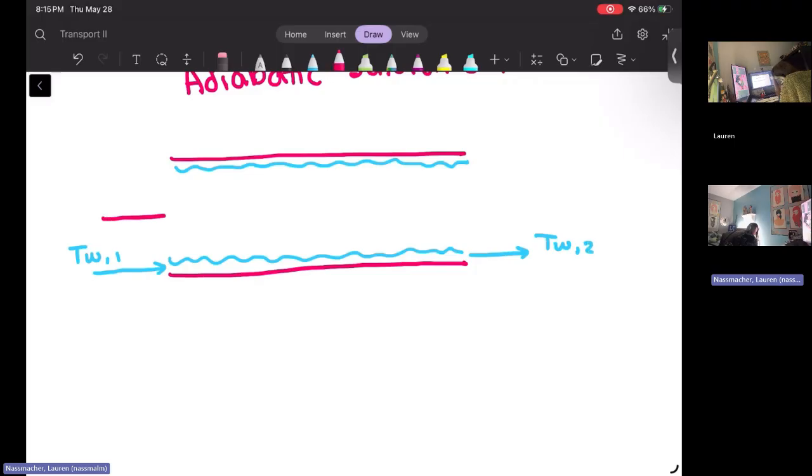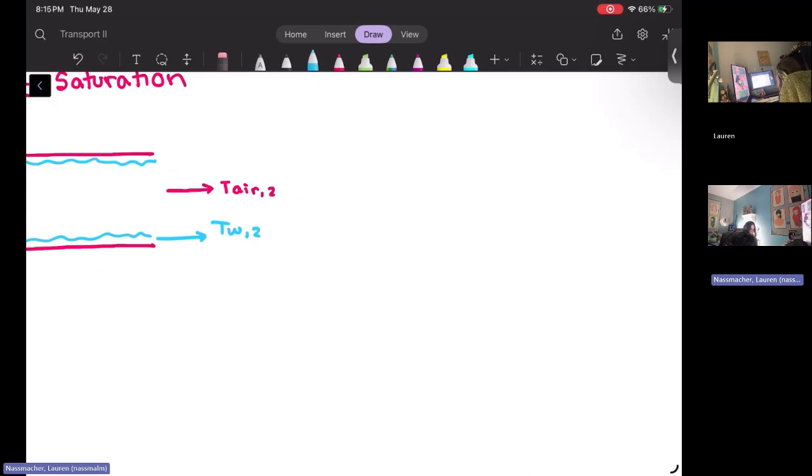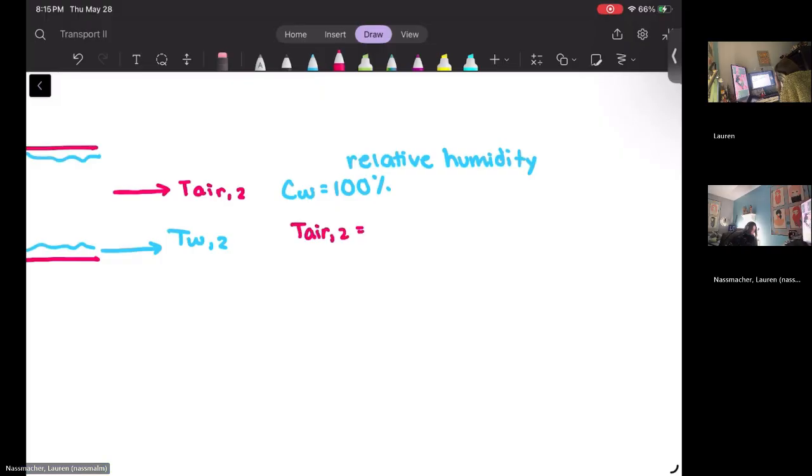And then we have the temperature of the air, 2. Now the concentration of the water is equal to 100%. Why? Because it's saturated. That's the relative humidity. Because of this, we know that our temperature of the air and the temperature of the water are equivalent at this end.